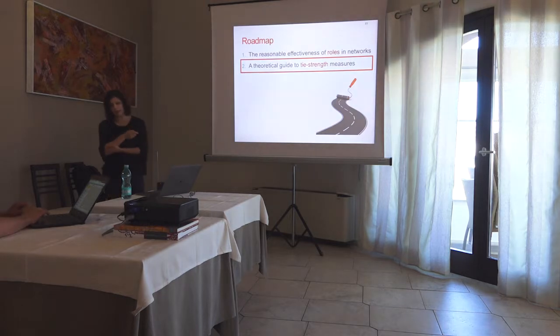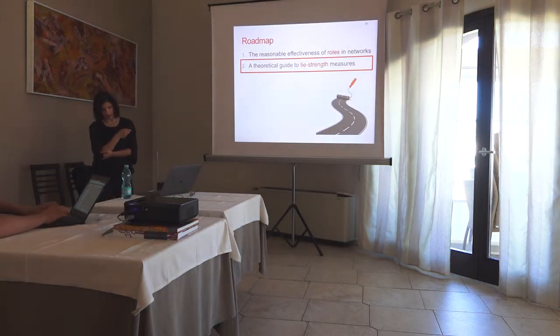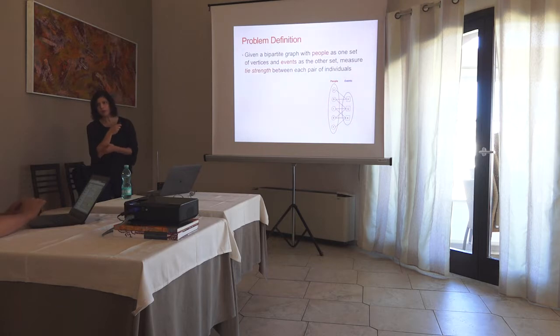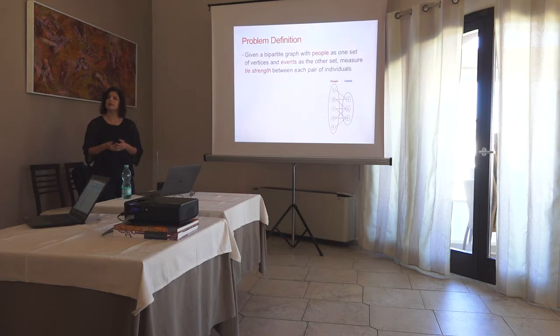Okay, so next I'm going to talk about tie strength. The problem is as follows. I'm given a bipartite graph of people on one side and events on the other, and I need to extract the weighted social network of the people. So I'm with you in this gathering, I go with you to Cancun, and then I go with you to Amsterdam, and so on and so forth. The fact that I'm with you at all these different events should signal that we have some kind of relationship, right? And what I want to know is how strong that relationship is.